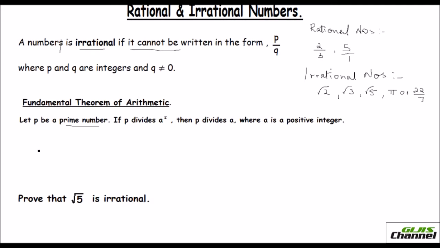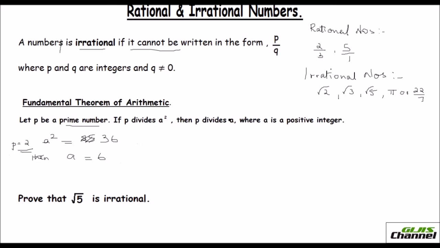Say for instance, let me take the prime number 2, and let me take a square as 36, a number which is divisible by 2. If a square is divisible by 2, then a also is divisible by 2. What is a? a is 6, right? 6 is also divisible by 2, by the same prime number. That's what they say. So if p is a prime number and p can divide a square, then a will also be divisible by p. And it should be a prime number.